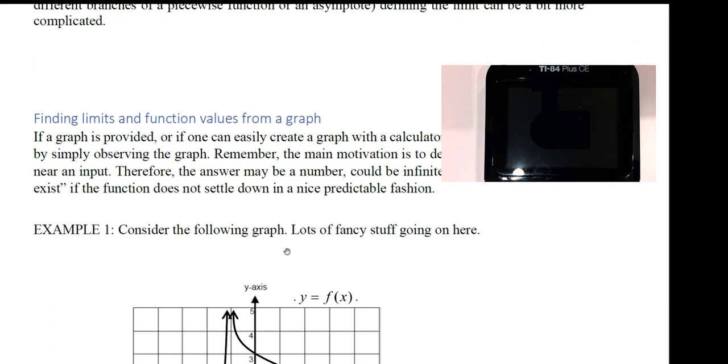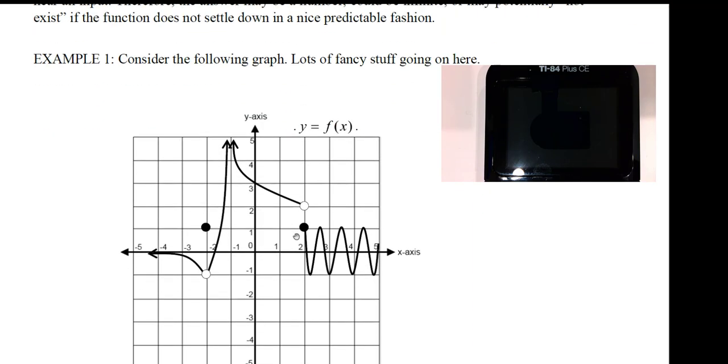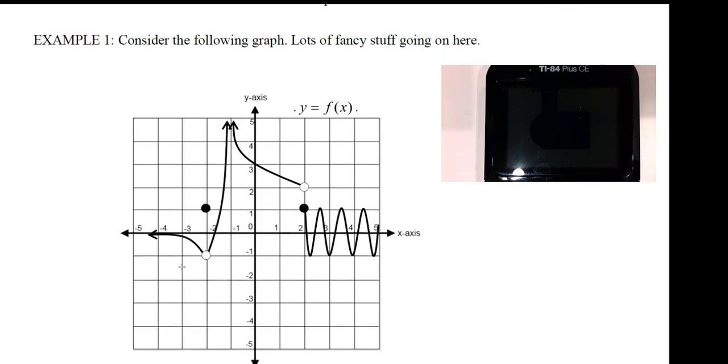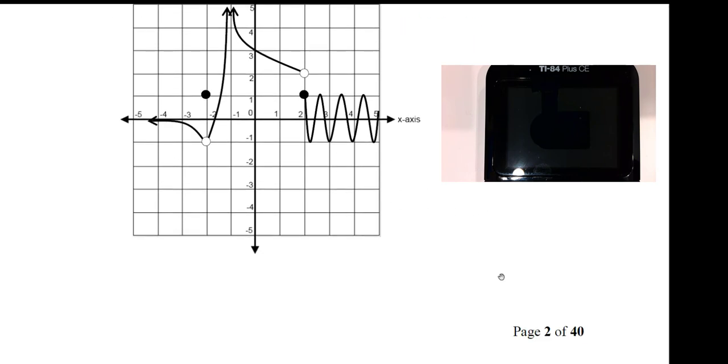Now, if you have a graph, or if you can actually make a graph with a calculator easily, then it's easy to be able to tell what the limit is just by observation. So we're going to first look at this complicated graph that has a lot of different things going on and analyze it step by step.